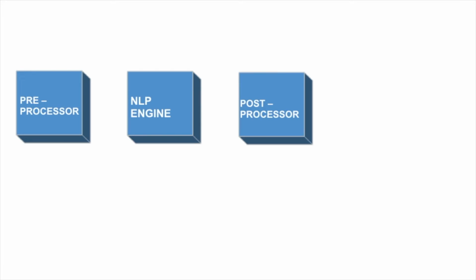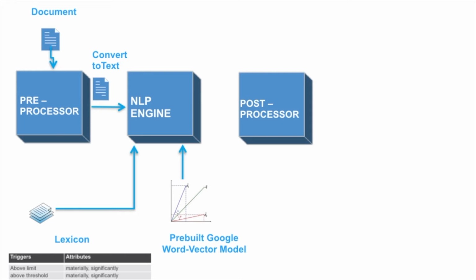The LEX engine sits inside of a comprehensive architecture. It is composed of three main components: a preprocessor, the engine itself, and a postprocessor. The preprocessor takes in documents of different types, such as PDF, Word, or Excel. These documents are processed in batches and are converted to annotated text for the NLP engine to ingest. The NLP engine takes the document as well as a lexicon of terminology and a pre-built word vector model. It processes the document sentence by sentence, and using a unique algorithm, it identifies risk sentences and sends these along with other statistical data to the postprocessor.